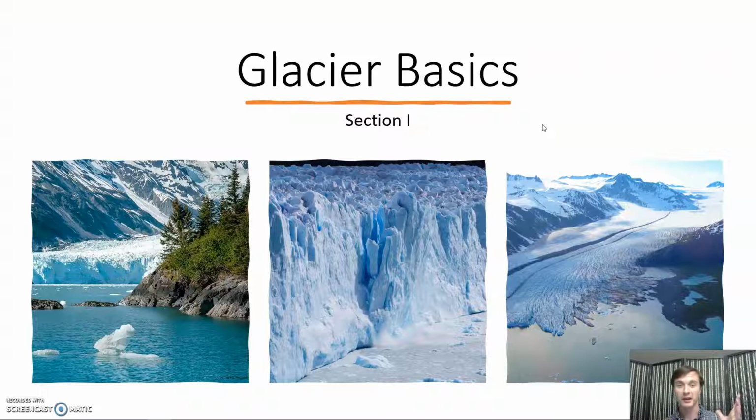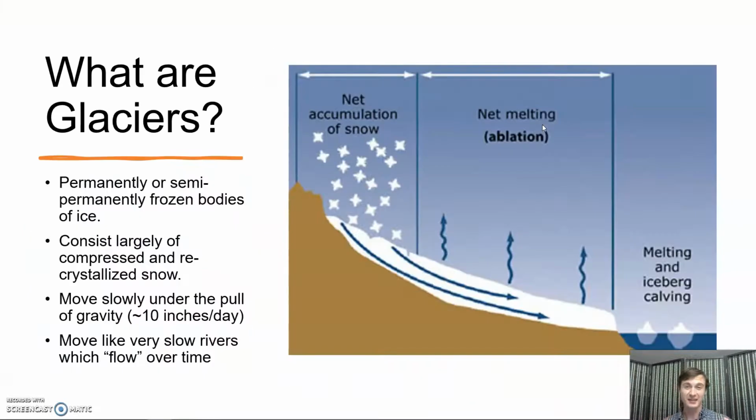So for our first section, we will start with the Glacier Basics. So what actually is a glacier? A glacier is going to be some body of permanently frozen water, right? Permanent ice year-round. And these tend to form in largely the same way no matter where you are. You have an accumulation of snow, snowfall, and it's going to be in some sort of region where there's more snow falling than there is snow melting.